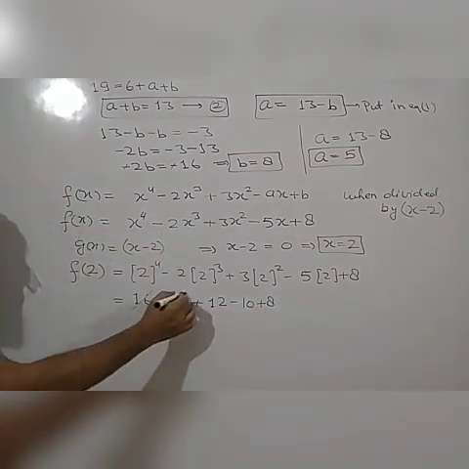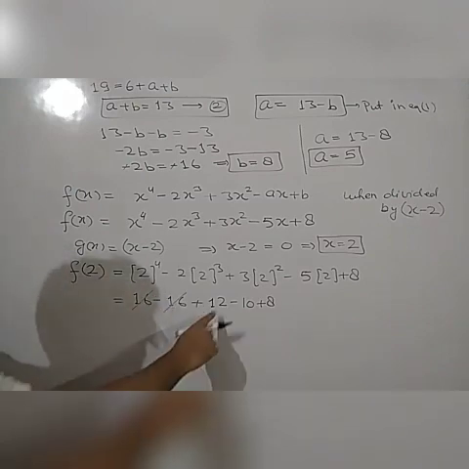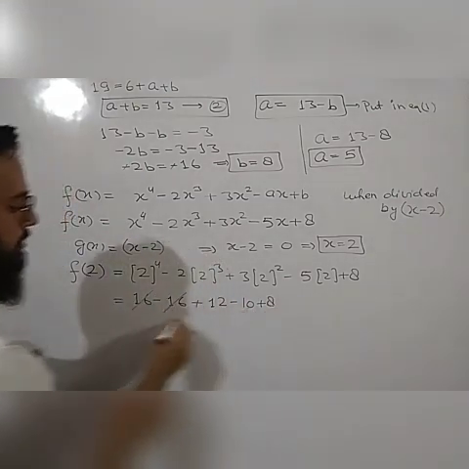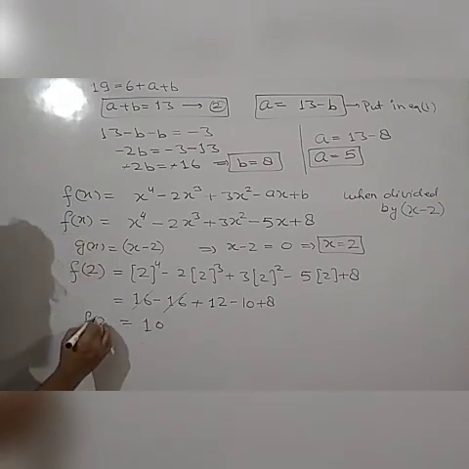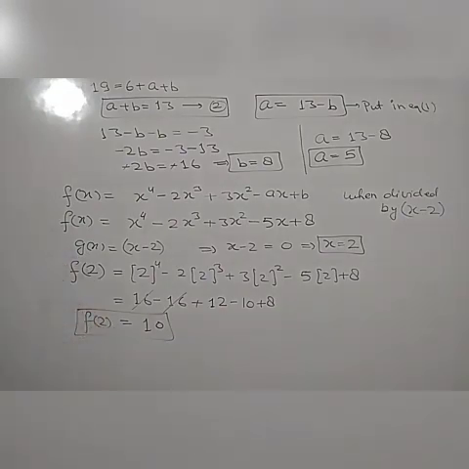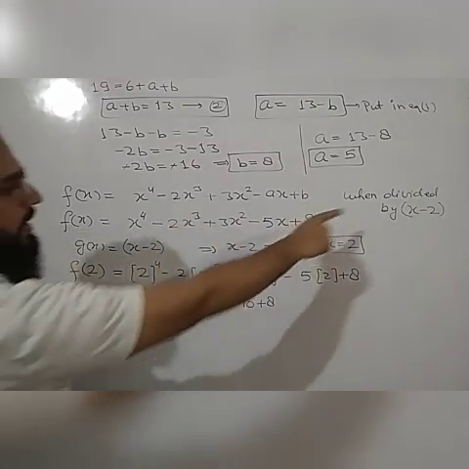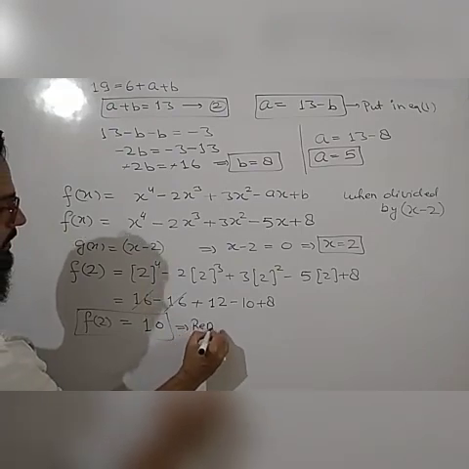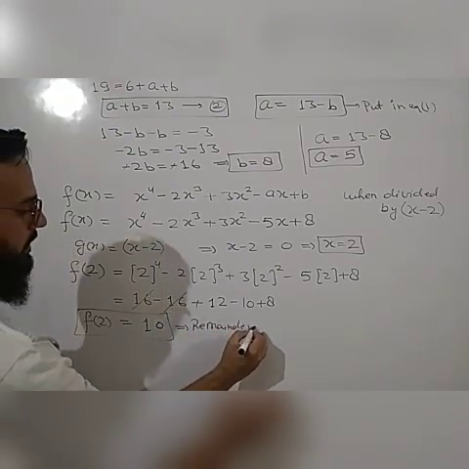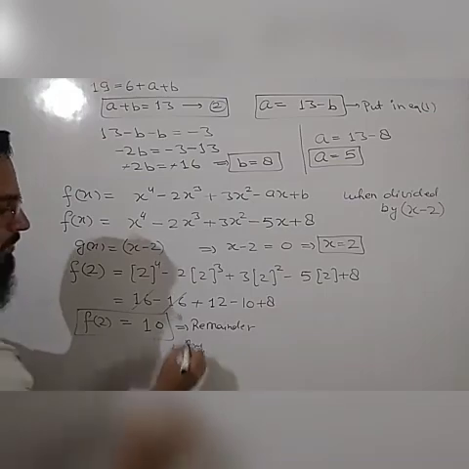Now this 16 and minus 16 will cancel out. 12 plus 8 is 20, 20 minus 10. It means it will be 10. So the remainder is finally f of 2 is equal to 10. It is the required remainder which is asked in the question. Okay, so the remainder of this polynomial, when it is divided by x minus 2, is 10. It is our answer.